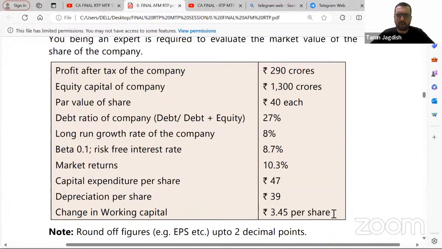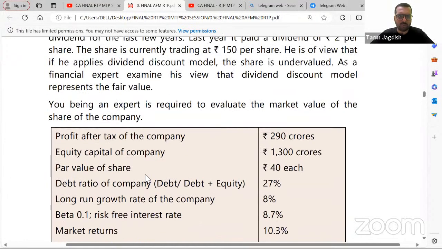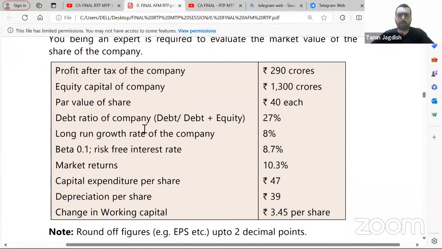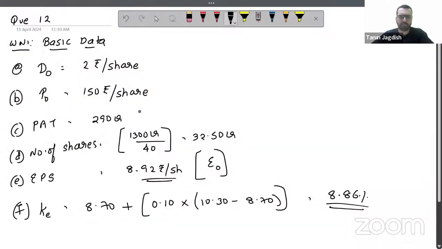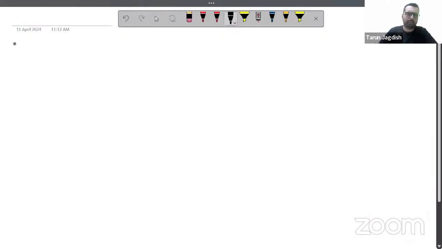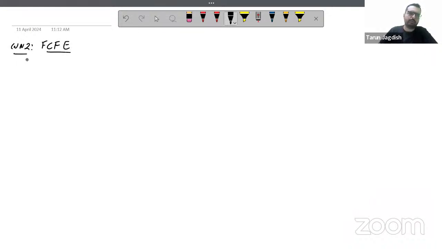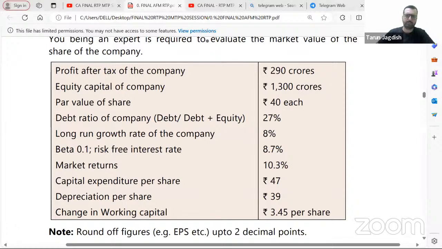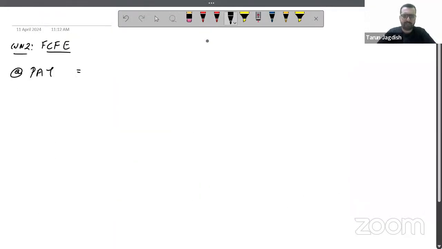Now we need to find out the free cash flow to equity. Wait, even before that, okay, they're asking you whether the dividend discount model represents a fair value, because we need to compare it with the free cash flow model. So I'll write down the next working note. Working note number 2, free cash flow to equity. So there I will take profit after tax. So profit after tax is how much? I think we got the EPS 8.92.